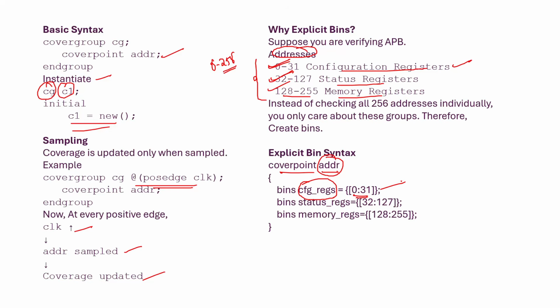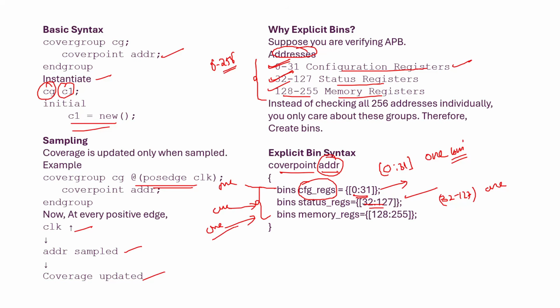Here, how many bins are created? 0 to 31 is one range, so one bin is created, because there are no automatic bins here. Then the status registers bin, 32 to 127, is also one bin, and the memory bin is one bin as well. If they ask how many bins are created here, it is three, one for each. These are explicit bins, meaning we mention them ourselves instead of them being created automatically.